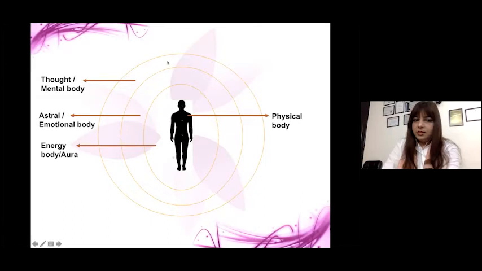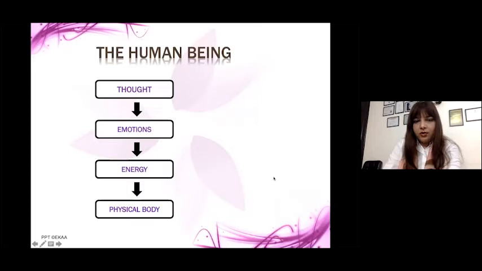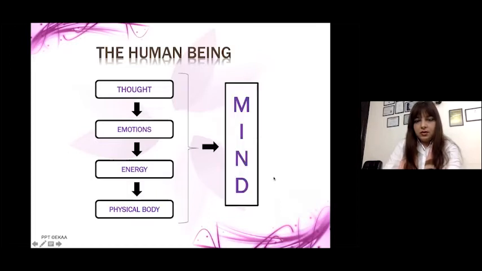Now, this is the mental body in general, which is your mind. Now I'm going to talk about mind. Before that, we have to look into this flow chart that I just explained, how your thoughts affect your emotions, and your emotions in general affect your energy, and your energy affects your physical body. And your mind affects all these 4 bodies. So this mind must be a very important thing, right? We have to work upon mind.